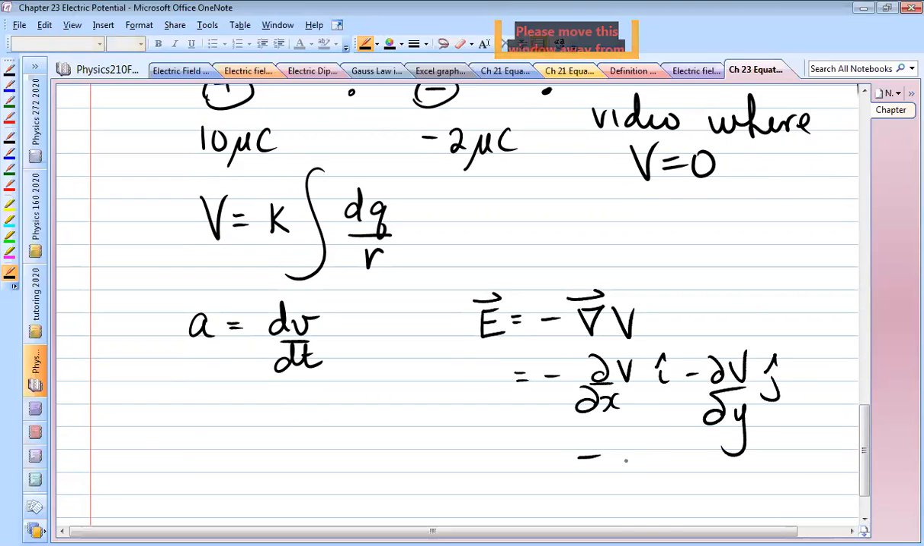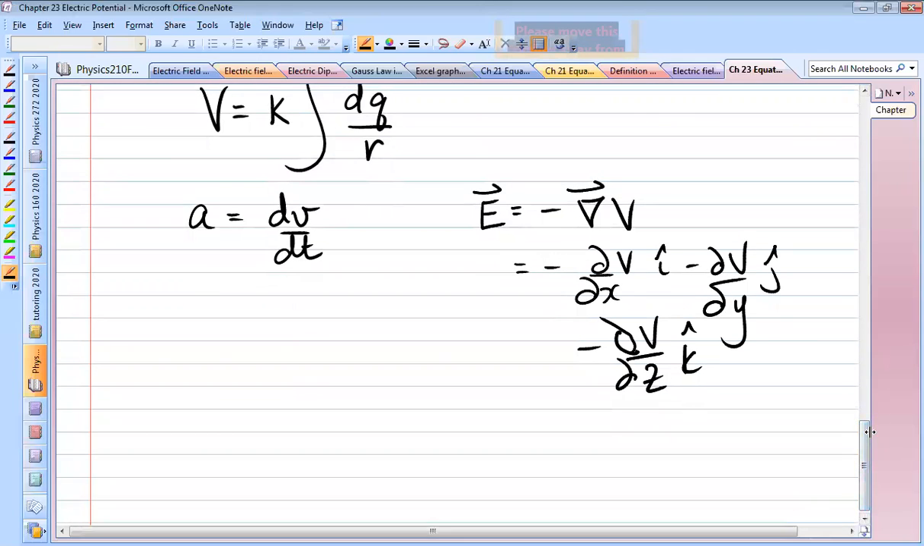and then the i hat minus dV dy, j hat minus dV dz, k hat. Okay, so the derivative of voltage gives you electric field, just like the derivative of velocity gives you acceleration. And you can turn this around.